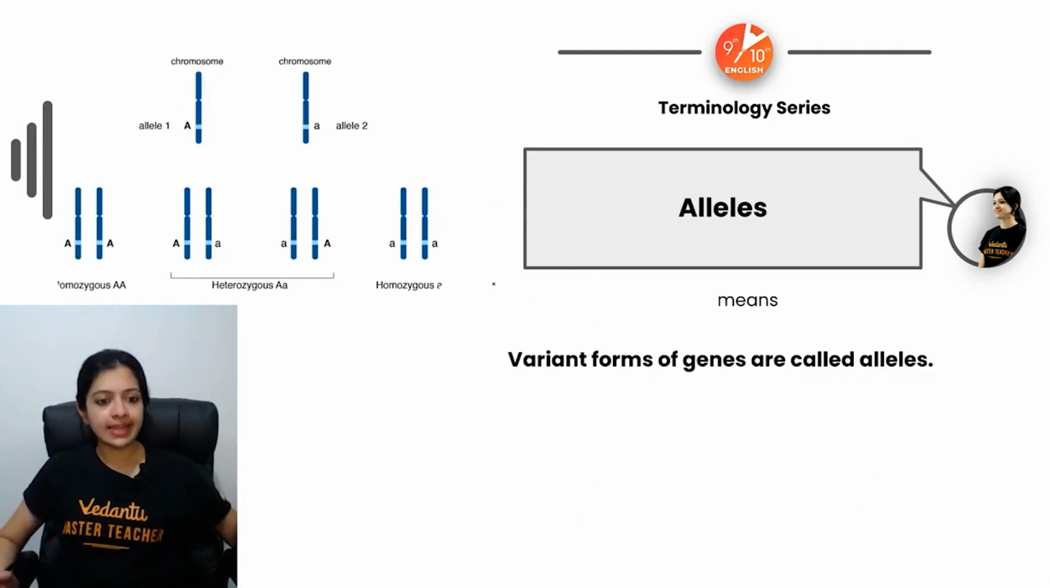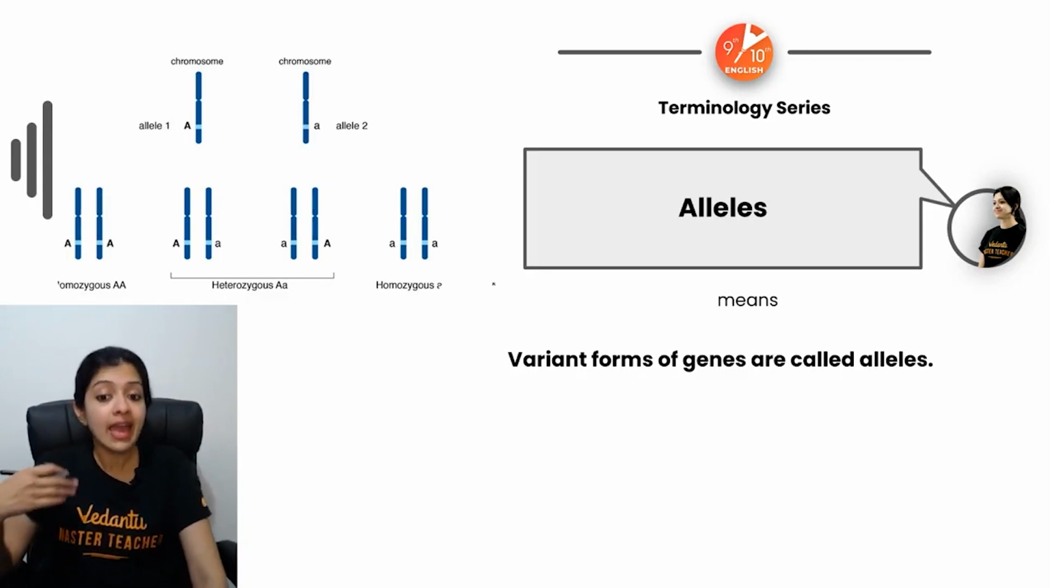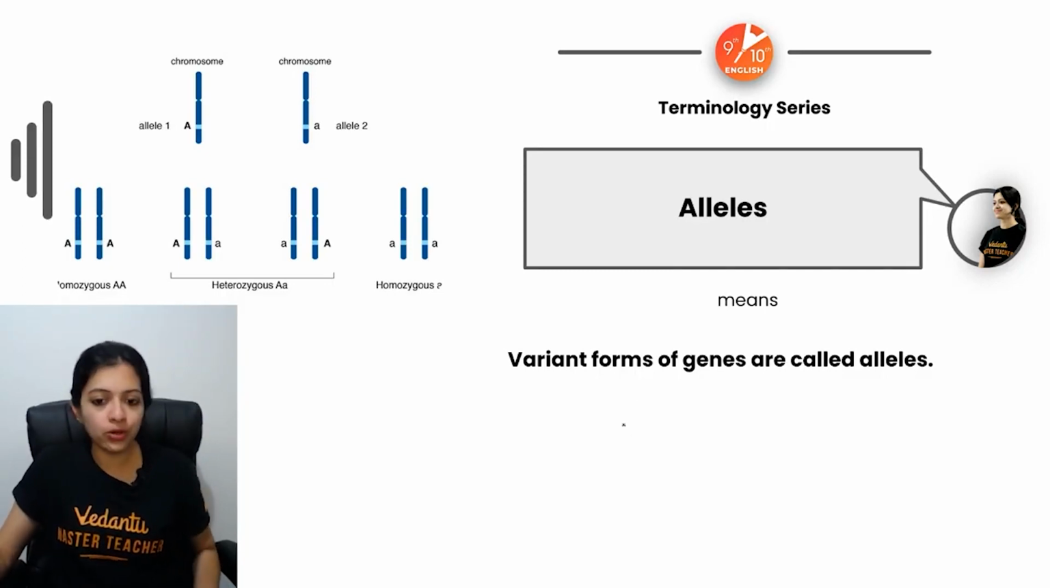Now, what about alleles? I think by now you should have a good understanding of this. Variant forms of genes are called alleles. So the way we write it, capital B, small b, capital A, small a, these are the different alleles, variant forms of genes. Now, where would you find them? That's also important to know, children.